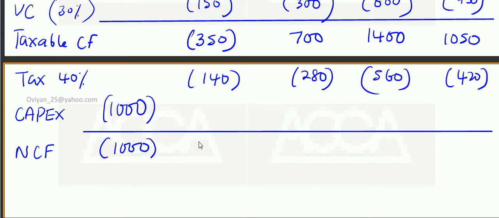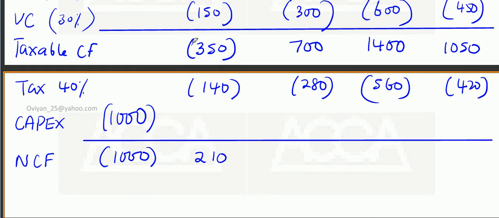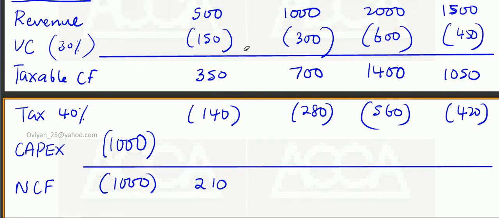Then you're going to have here 210,000. This is a gap here. Okay, it's 350. Sorry, 350 is going to be positive. Yeah, 350 is going to be positive.